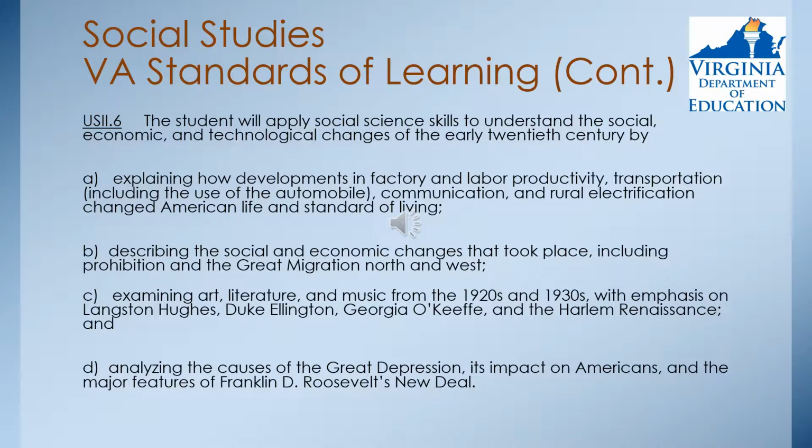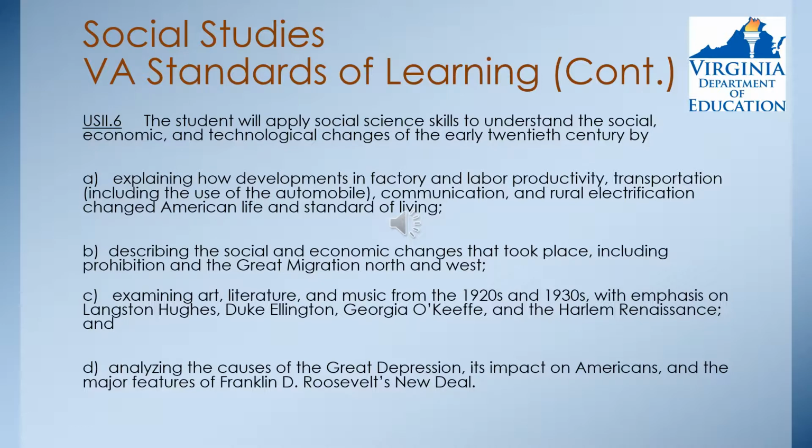The Virginia Standards of Learning for 6th grade social studies for this particular unit would also include US 2.6. The student will apply social science skills to understand the social, economic, and technological changes of the early 20th century by A, explaining how developments in factory and labor productivity, transportation, including the use of the automobile, communication, and rural electrification changed American life and standard of living.